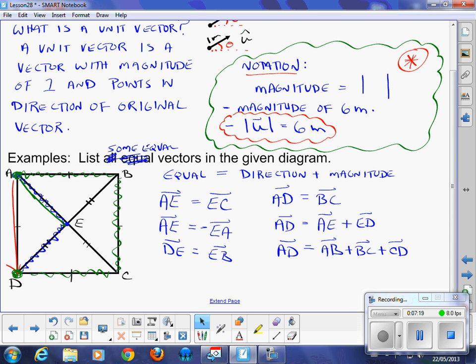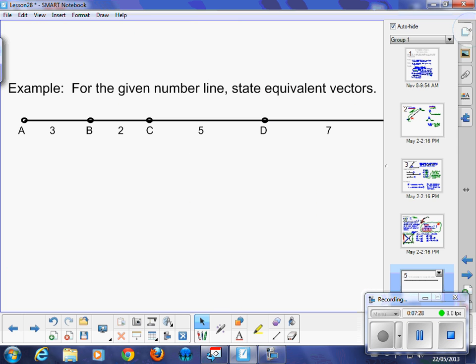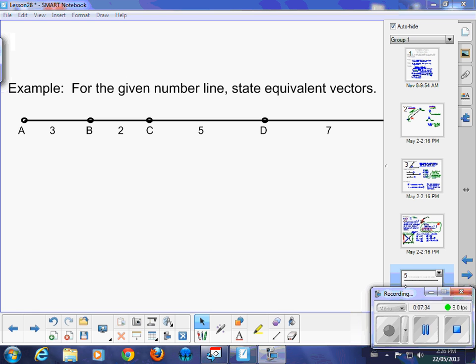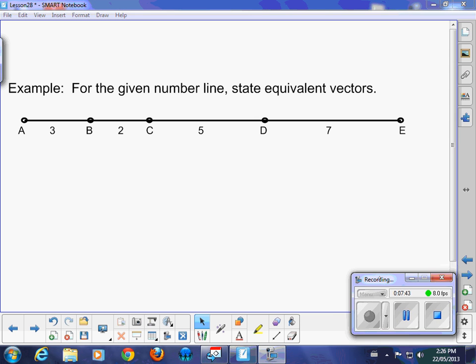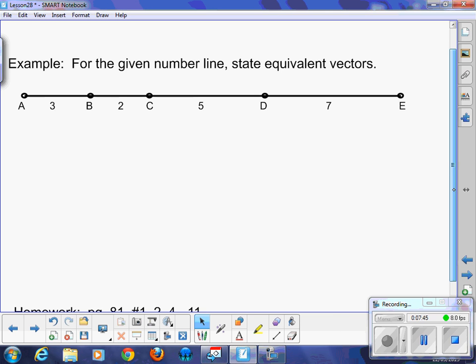All right, for our homework, I'm just looking for the first 4 examples or answers, but for sure those are acceptable answers as you move through the homework. Heading into number 5, and I believe that is the last slide here. So last example. For the given number line, state equivalent vectors. I'm going to play a little bit with fractions here, so don't get too scared. I'll talk you through it.